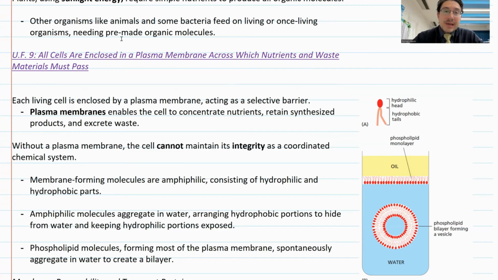Other organisms like animals and some bacteria feed on living or once living organisms. Of course, being heterotrophs, we need to consume food that has basically pre-made organic molecules. It's a little bit difficult for us to make organic molecules from nothing, from just sunlight.